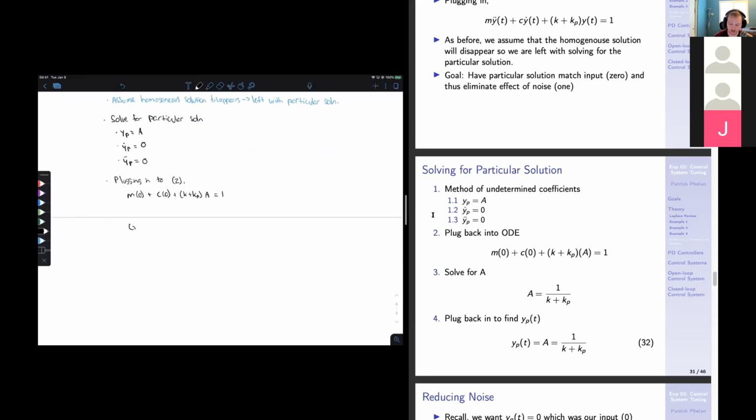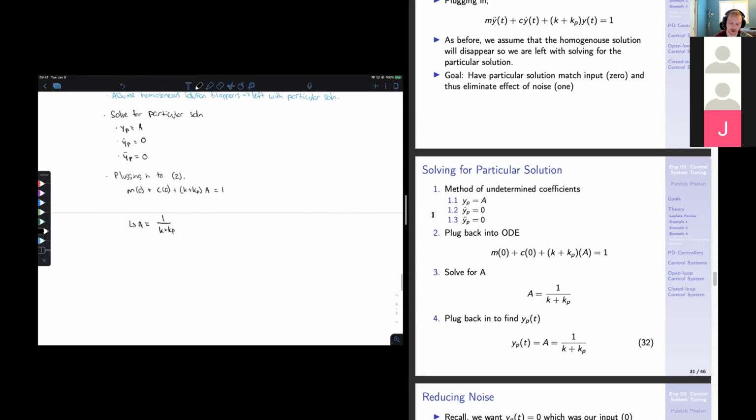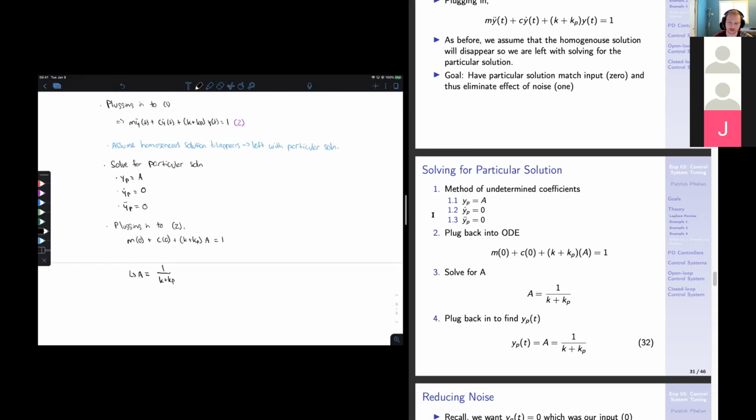Let's rearrange. We have a equal to 1 over k plus kp. Again, k is the stiffness of our system, and kp is the proportional gain for our controller. Now that we solved for a, we're going to plug back into our ODE to solve for y sub p.